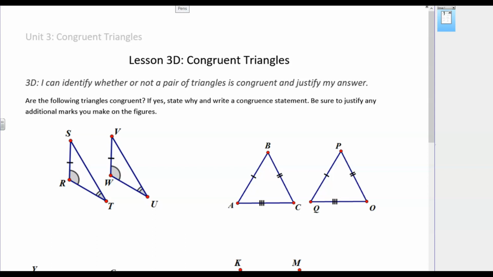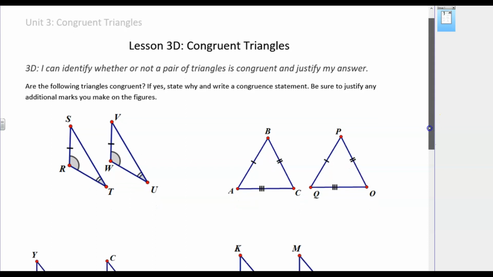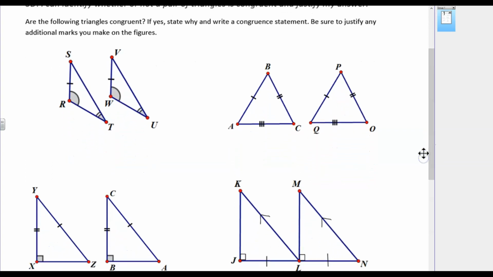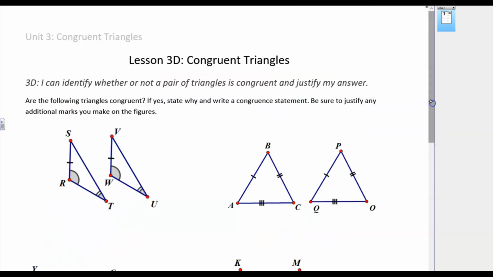Hello and welcome to lesson 3D, congruent triangles. Today we're going to focus on whether or not a pair of triangles is congruent and identify why they're congruent. So we learned in our triangle zoo activity that we have several methods to prove a triangle congruent. Let's review what those are real quick.